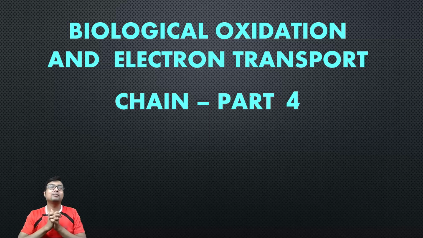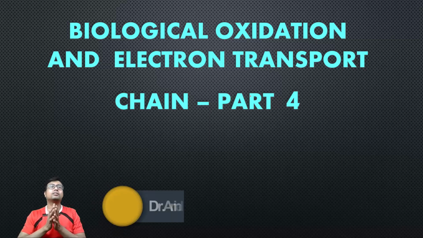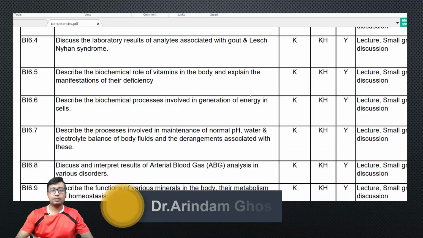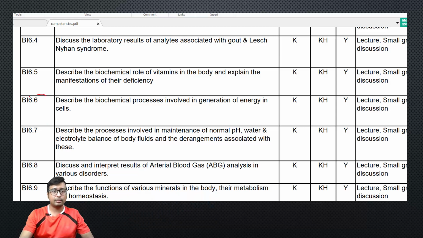Hi students, welcome to the fourth and last part of this four-part series on biological oxidation and electron transport, where we are covering competency number 6.6. The competency says: describe the biochemical processes involved in generation of energy in the cells. We have specific learning objectives covering the electron transport chain, biological oxidation, and ATP synthesis, and their applied and clinical importance.